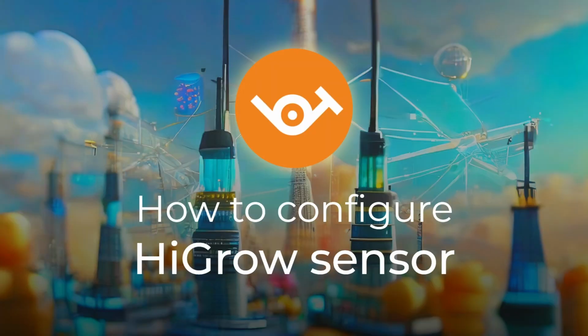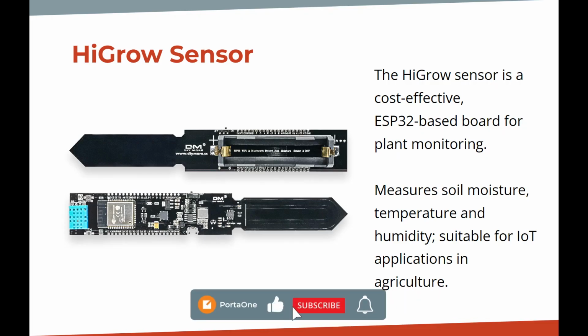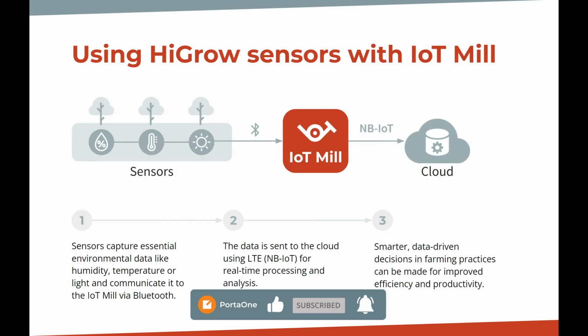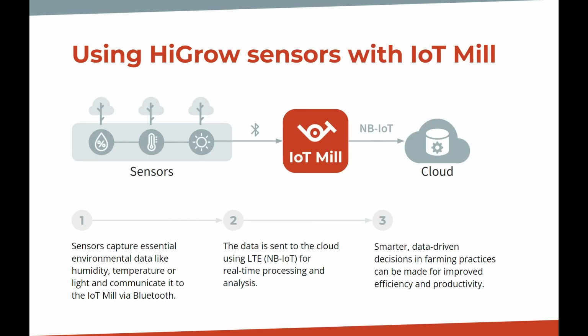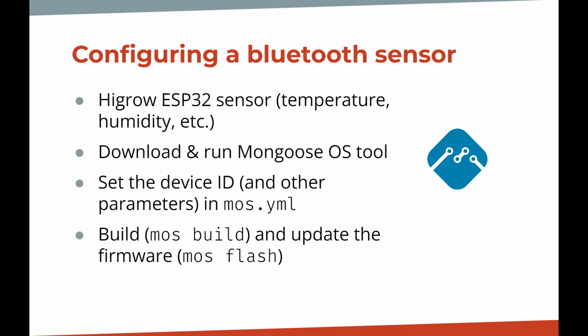Today, we're diving into a world where a Higrow sensor, Bluetooth, and IoT Mill come together. We will set up a scenario of agriculture IoT, where we distribute multiple sensors around the garden to measure the temperature and humidity of the soil. Then, IoT Mill will extract the sensor readings using its Bluetooth gateway capabilities and send the data into the cloud.